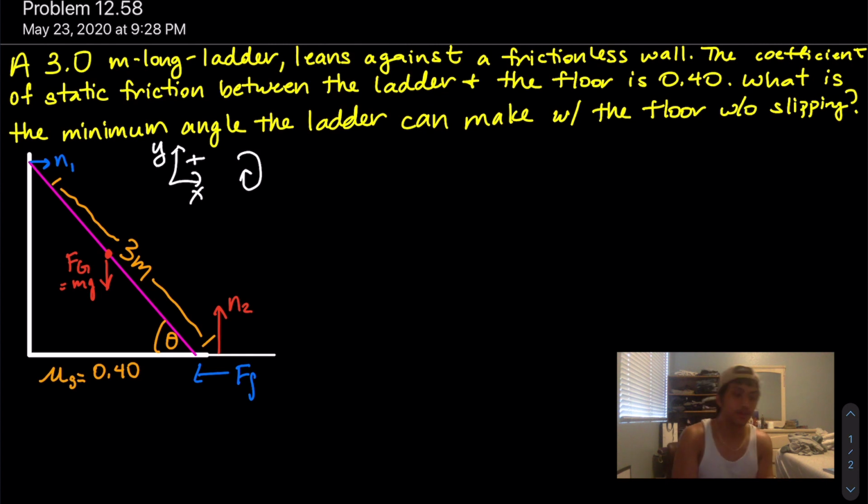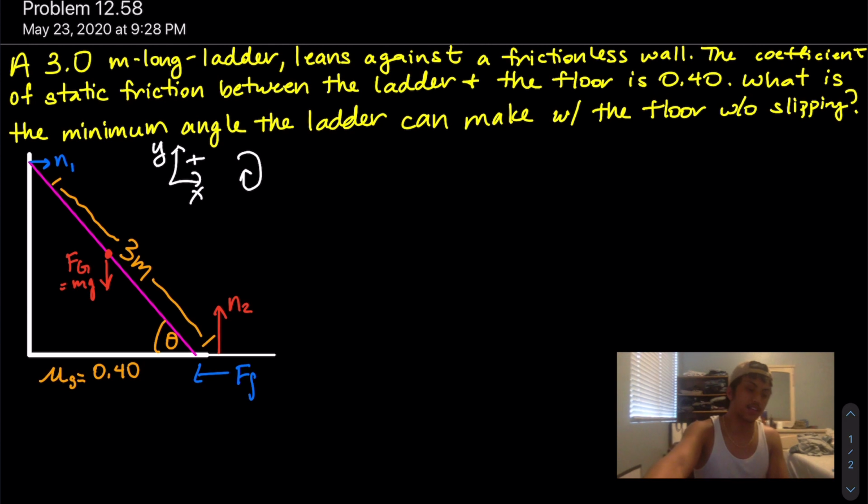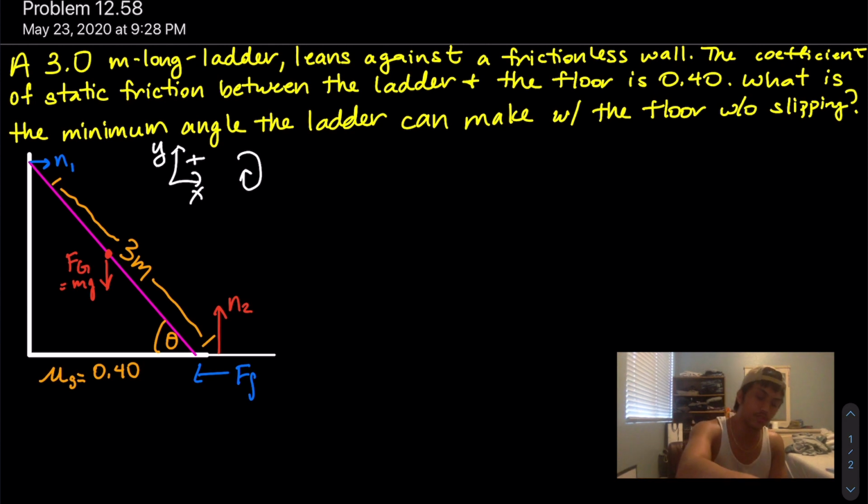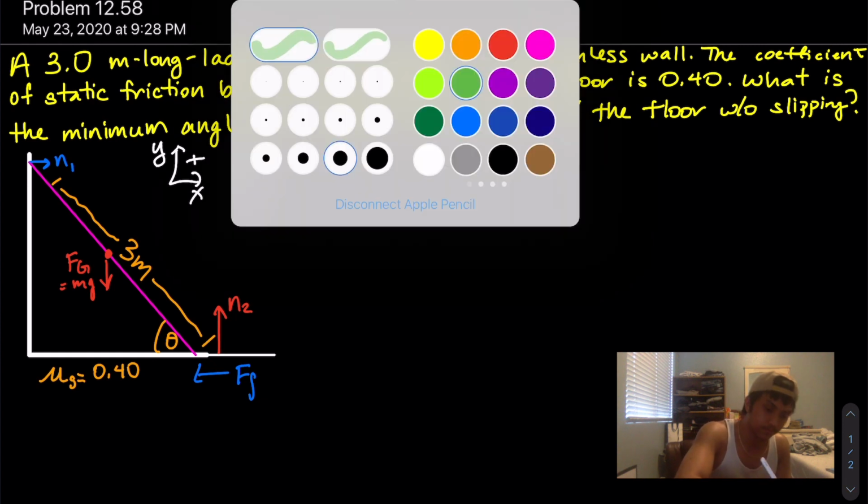So, a 3 meter long ladder leans against a frictionless wall. The coefficient of static friction between the ladder and the floor is 0.4. What is the minimum angle the ladder can make with the floor without the ladder slipping?